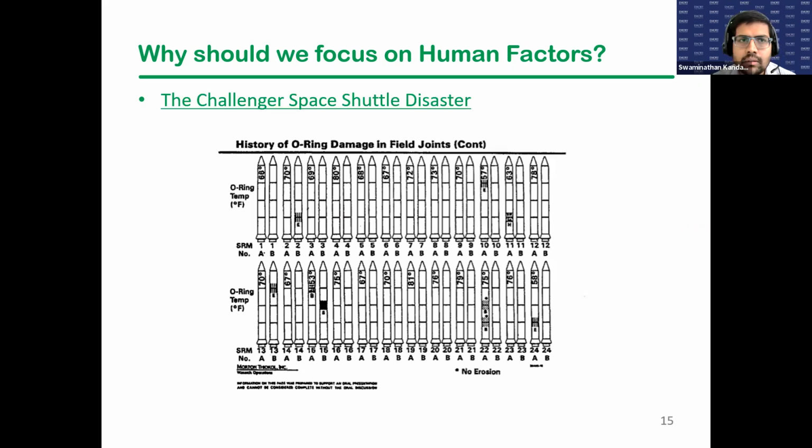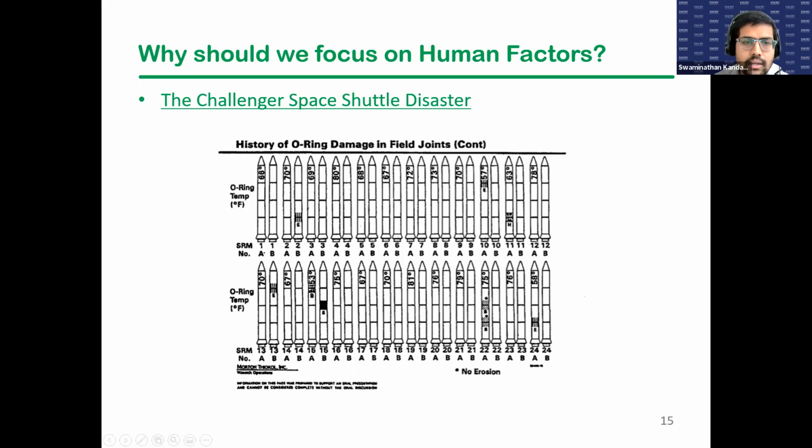This is an example which you may have seen about how information was presented before the space shuttle was launched. The Challenger space shuttle unfortunately met with a disaster because of O-ring failure. The information presented to the team making the decision showed multiple things. They were trying to convey where the O-ring was, what temperatures it was at, but also whether they had failures or not. And it was too much to process.